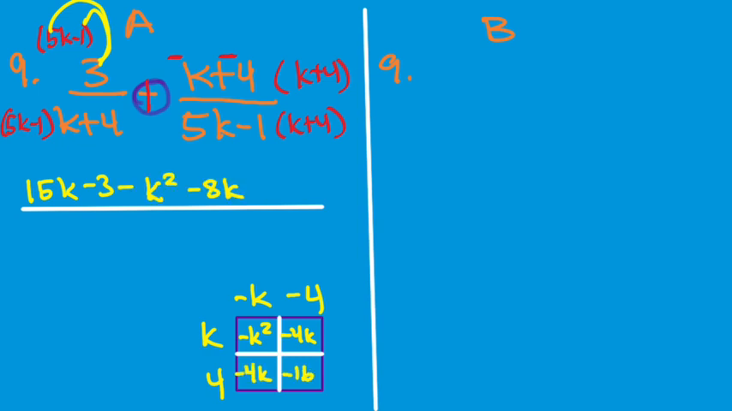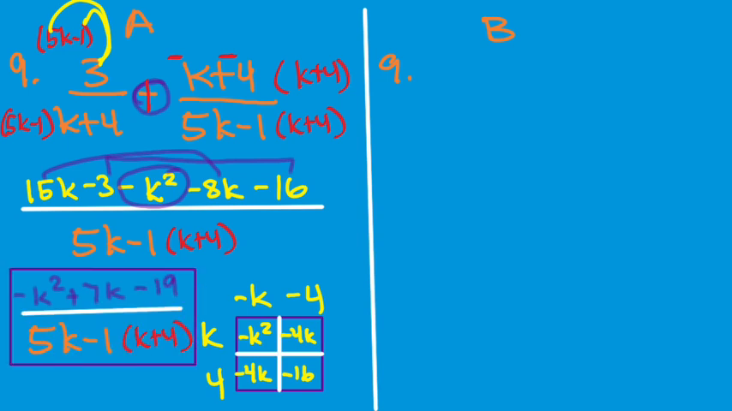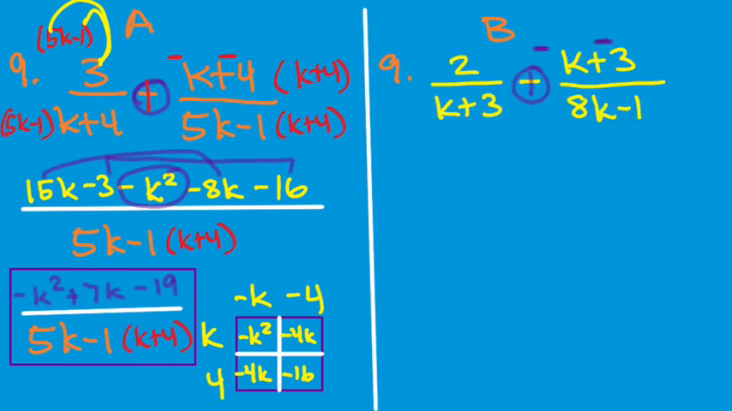When I combine those like terms, I get negative k squared minus 8k minus 16 all over that common denominator. And then I go ahead and combine my like terms, negative k squared plus 7k minus 19 all over that denominator. On the B version, it's the same, changing it to be an addition problem, distributing a -1, and I have to multiply it by each other.